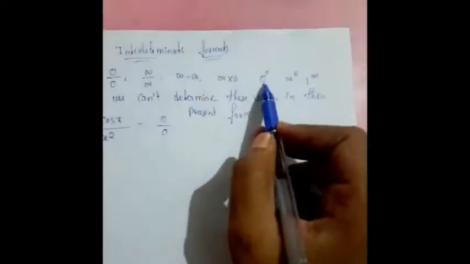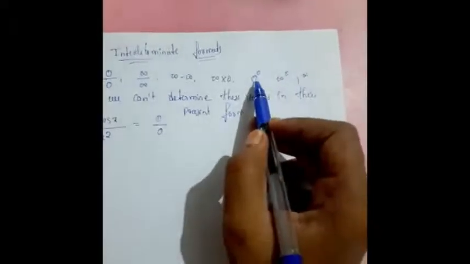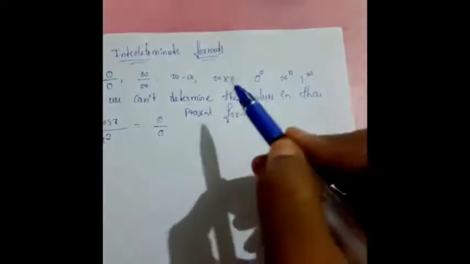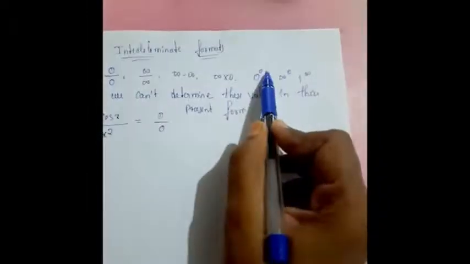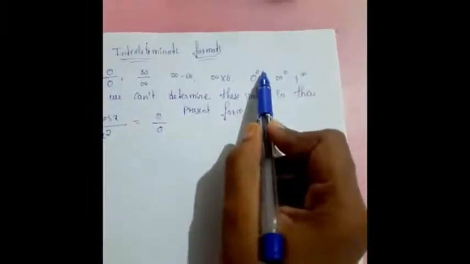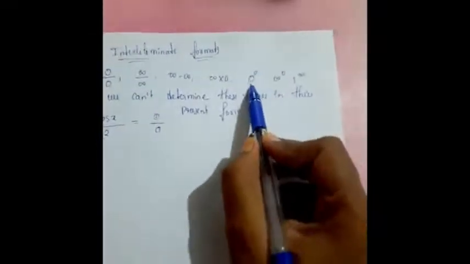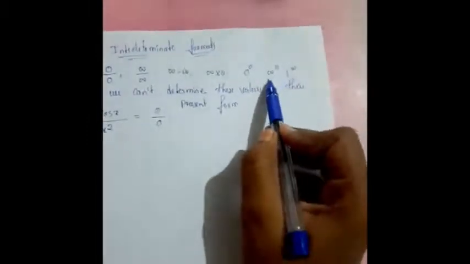See here, most people get confused and think 0 raised to 0 is 1. No, it's wrong. We have to say that non-zero raised to 0 is always 1, but 0 raised to 0 is not 1. Just remember this, it is very important. If you get 0 raised to 0, this is indeterminate form. Similarly, if you get infinity raised to 0, this is also indeterminate form.